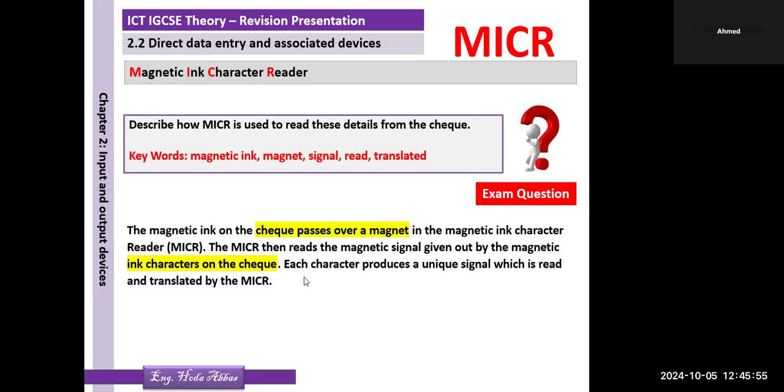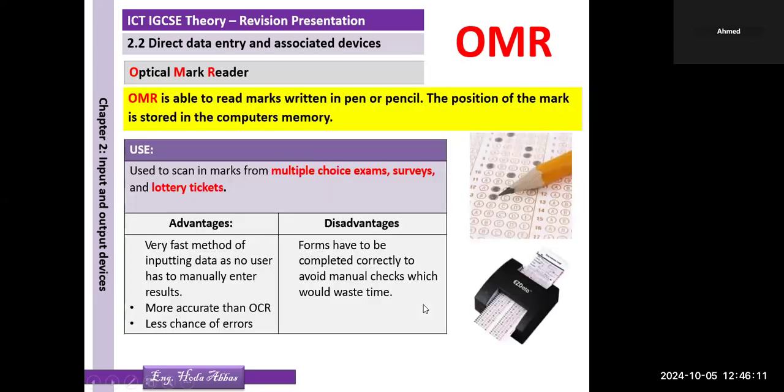Each character produces a unique signal which is read and translated by the MICR. Okay. Then, what about OMR?